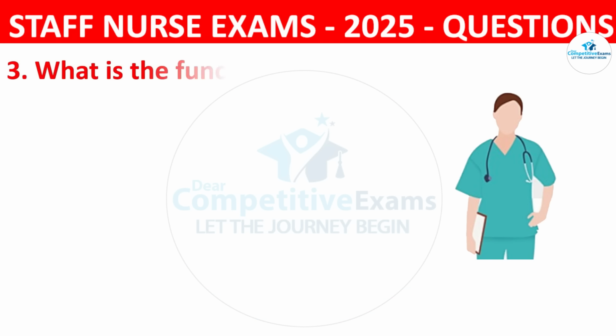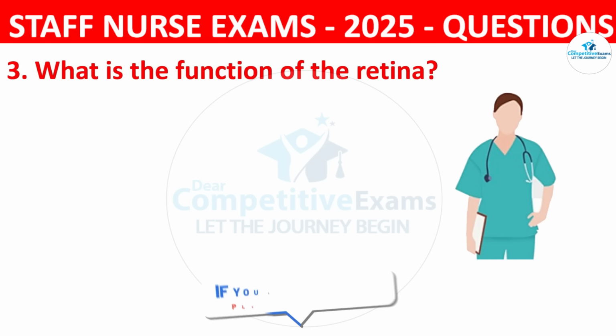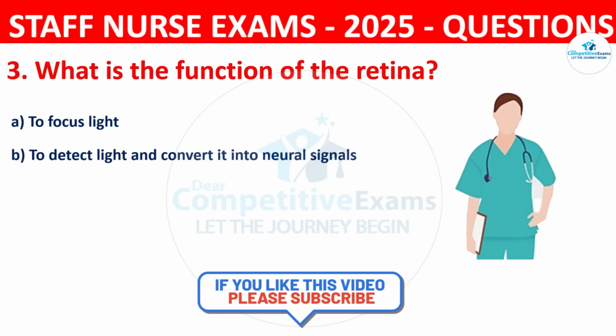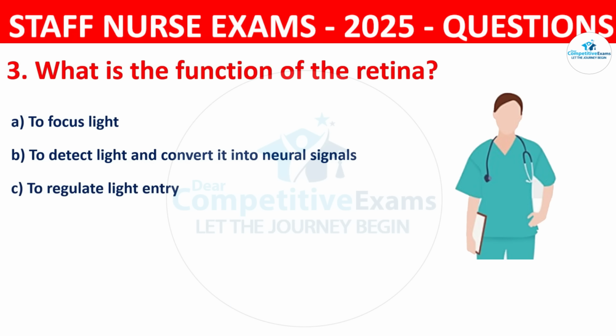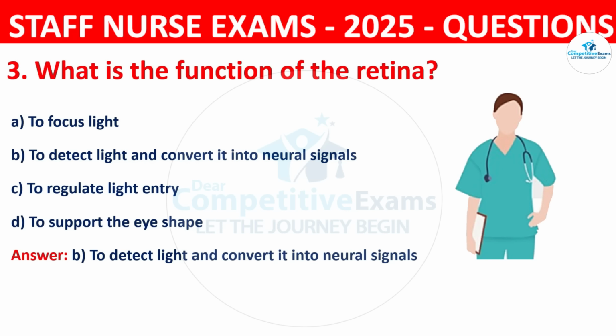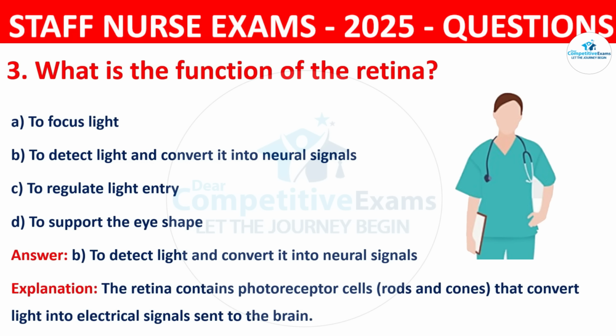Question number 3. What is the function of the retina? Your options are to focus light, to detect light and convert it into neural signals, to regulate light entry, or to support the eye shape. The correct answer is B, that is to detect light and convert it into neural signals. The retina contains photoreceptor cells, rods and cones that convert light into electrical signals sent to the brain.